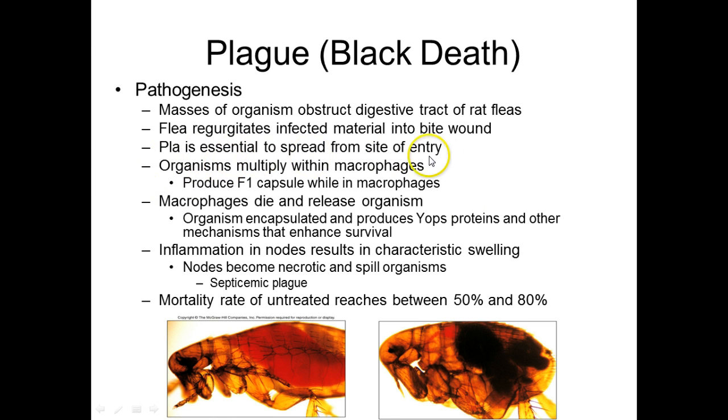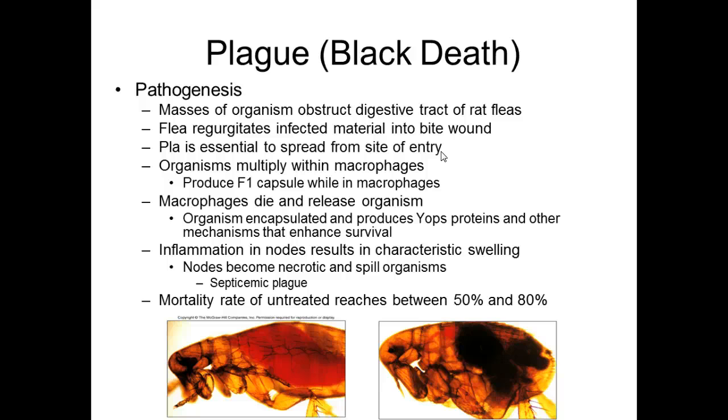PLA is a particular virulence factor that these guys have that is essential to the spread and the entry at the site. The organisms multiply within our macrophages. So this is the bad news, right? Our macrophages gobble them. They're supposed to kill it? Nope. They can't kill it.